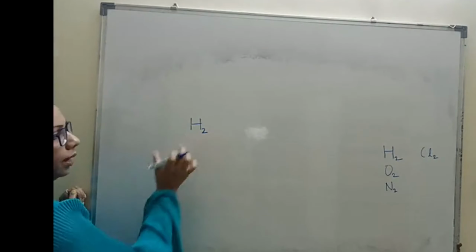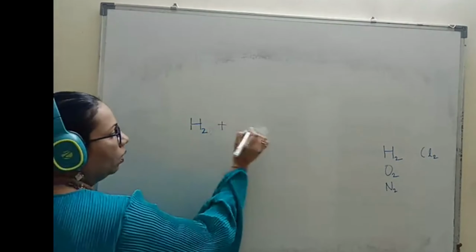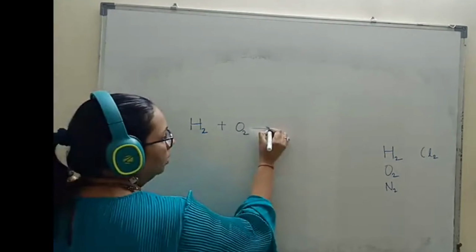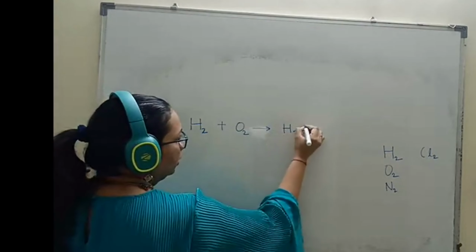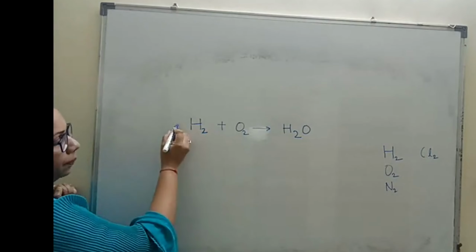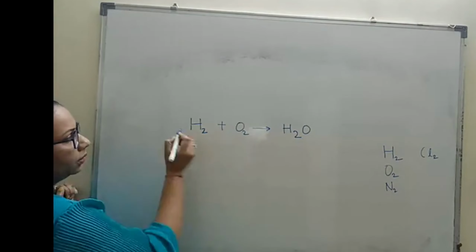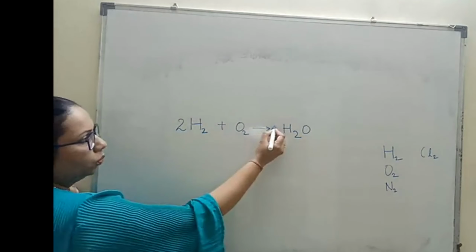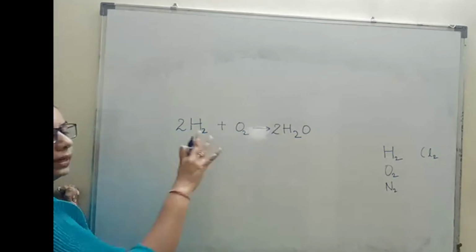So I am going to take hydrogen, H2. I have to take oxygen, so I write O2, and that's going to give me water, which is H2O. At least you know the formula of water. Now to balance it, because oxygen is only one here, you have to put a 2 here in front and 2 here in front. Now the whole thing is balanced.